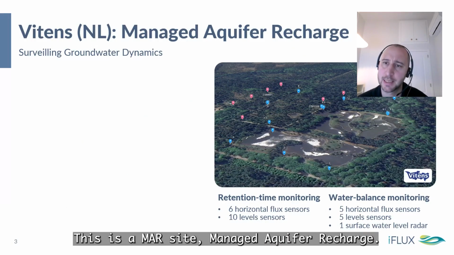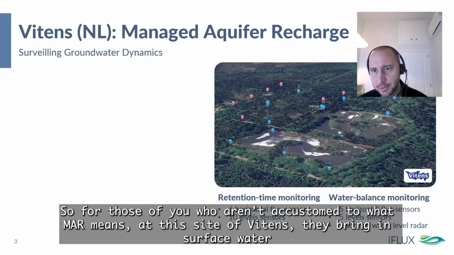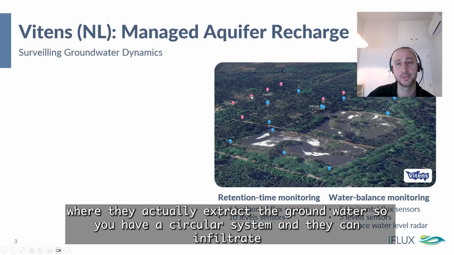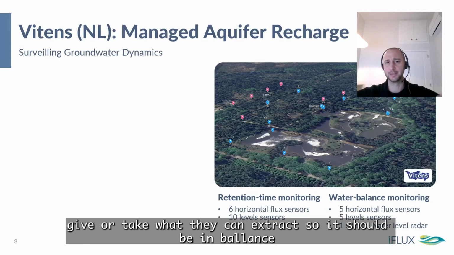This is a MAR site, Managed Aquifer Recharge, MAR. So for those of you who aren't accustomed to what MAR means, at this site of Vitens, they bring in surface water, they infiltrate it in these ponds. You see here, I think you see my mouse here on these ponds, infiltrate the surface water, and then a bit further in these red points, they have the pumps, where they actually extract the groundwater. So you kind of have a circular system, and they can infiltrate, give or take, let's say, how much they can extract as well. So it should be in balance.